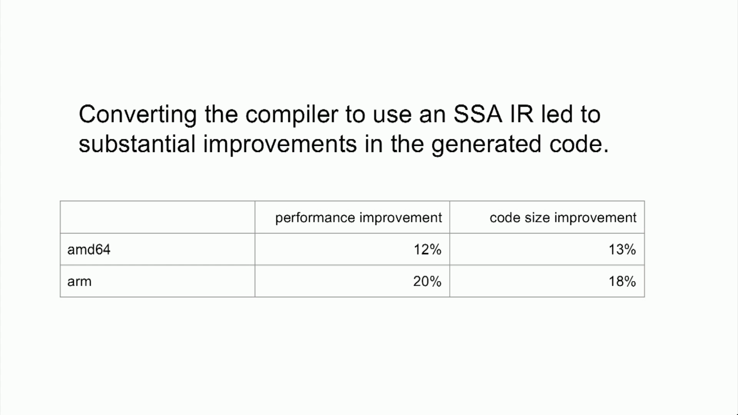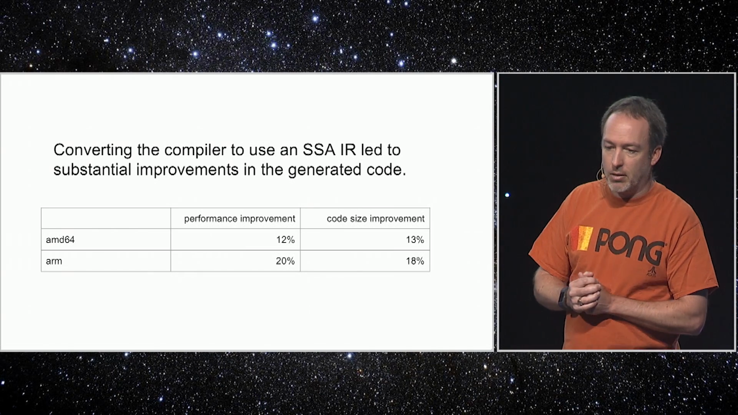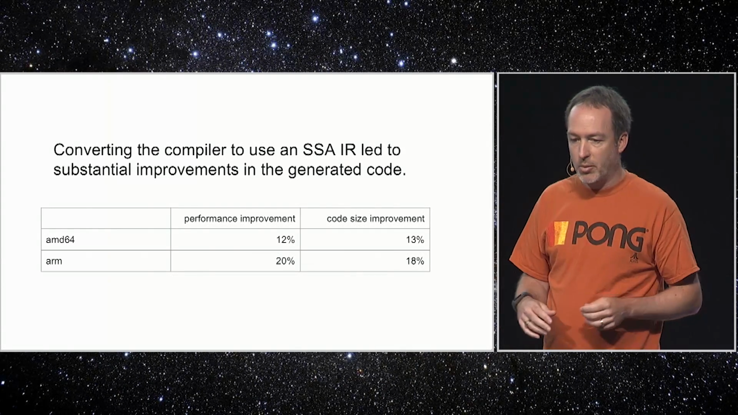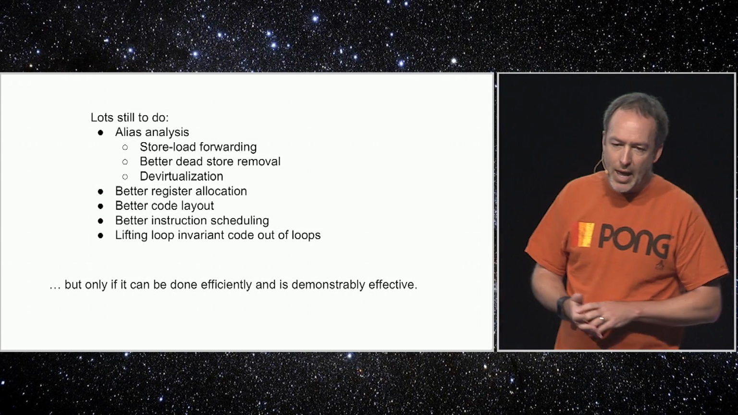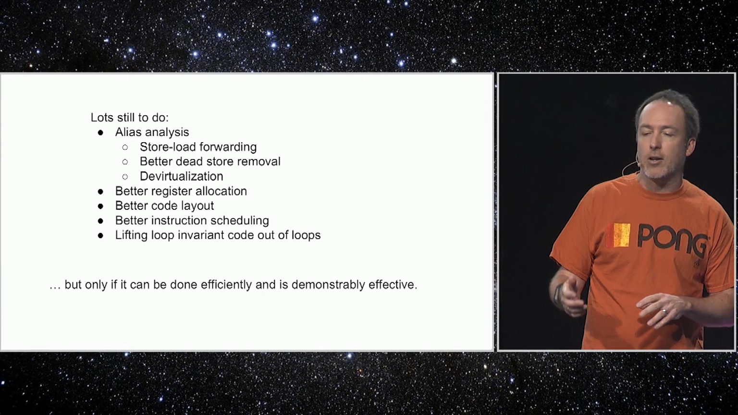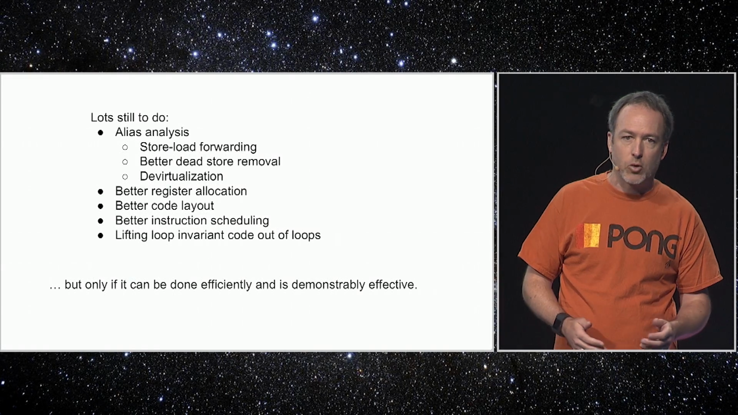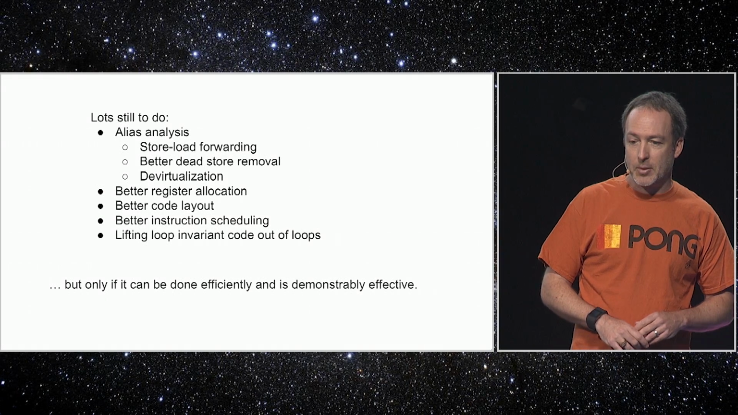So just to sum up here, converting the compiler to use an SSA IR instead of the old syntax tree IR led to substantial improvements in generated code. We got a 12% improvement on AMD64 and a 20% improvement on ARM, and similar improvements in code size. And so we have a lot still to do. We've launched these compilers. We have some more work in improving optimization passes in 1.9 that will be coming out shortly. And then there's an infinite amount of additional optimizations we're looking at.